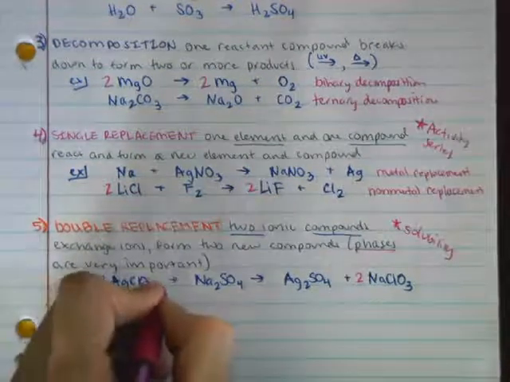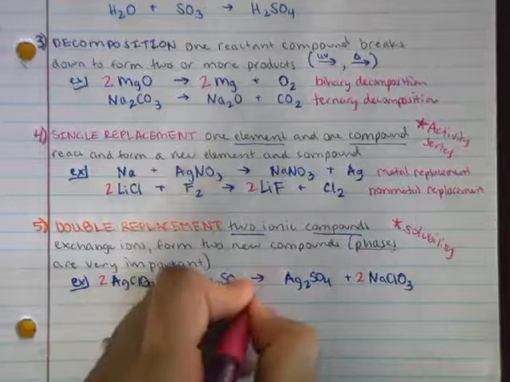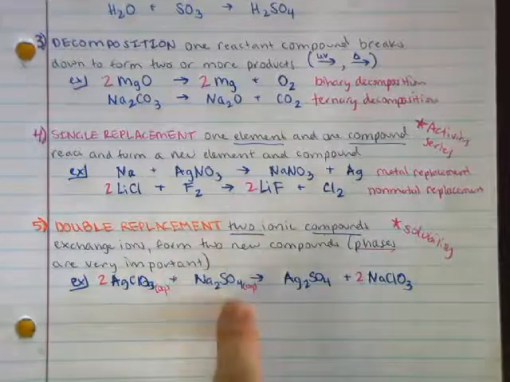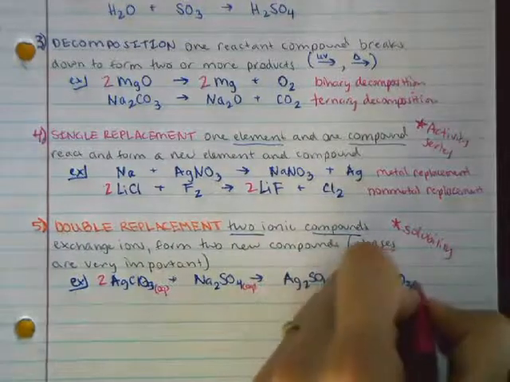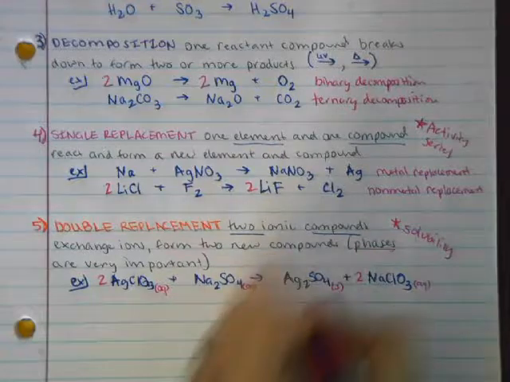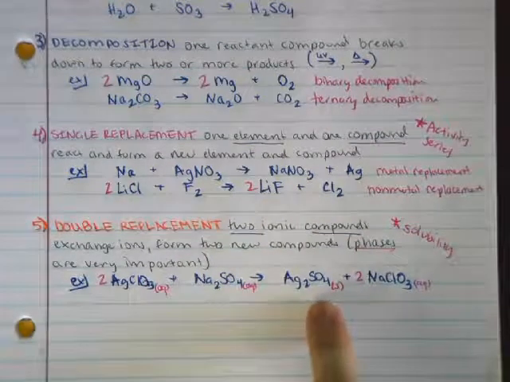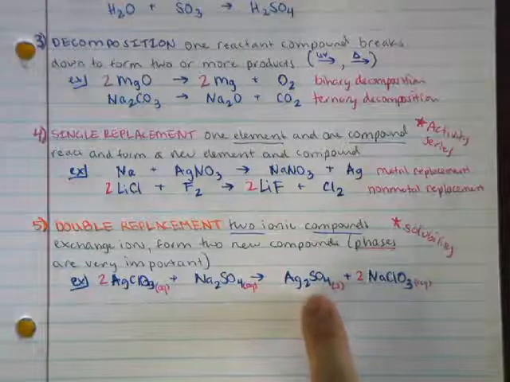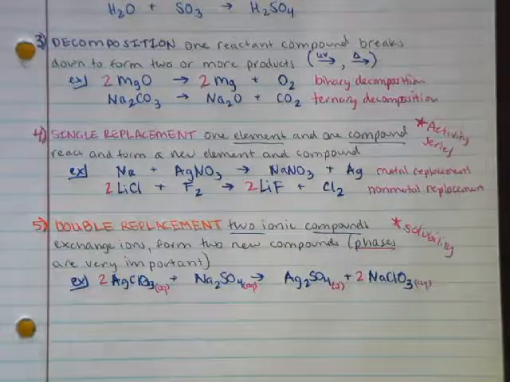We will talk about how you can determine this later, but I know that silver chlorate and sodium sulfate are both aqueous compounds. Sodium chlorate is also aqueous. So, silver sulfate is actually a solid precipitate that would fall out of this reaction. All right, and that's the reason that the reaction progresses at all. Here's another example.